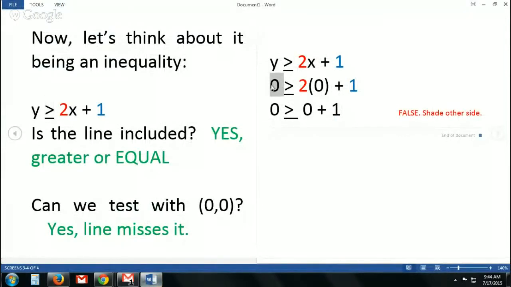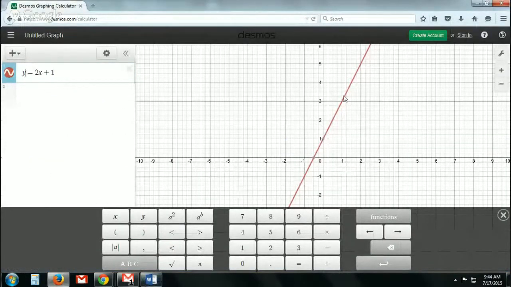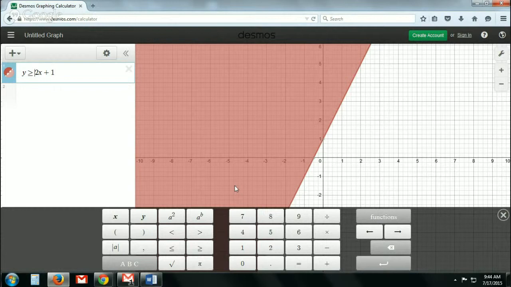When I put 0 in for y, 0 in for x, and I do the arithmetic, 2 times 0 is 0, I'm left here with 0 greater than or equal to 1. That is false, so I need to shade the opposite side of the line. The line will be solid because of the equals, but we're going to shade over here away from where (0, 0) is. Let's change it to greater than or equal like our picture says, and there you see the solution. The part that is shaded is true. The line being solid means that it is true, and the part that's unshaded is false.